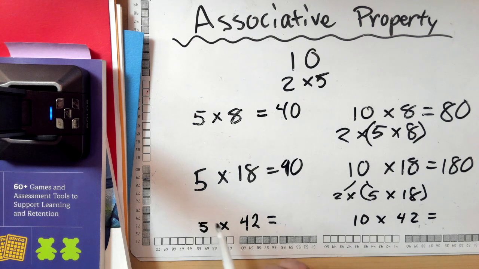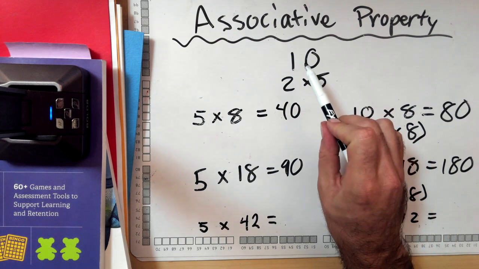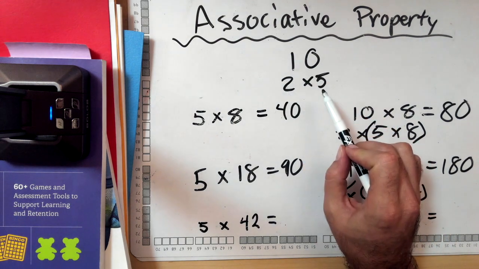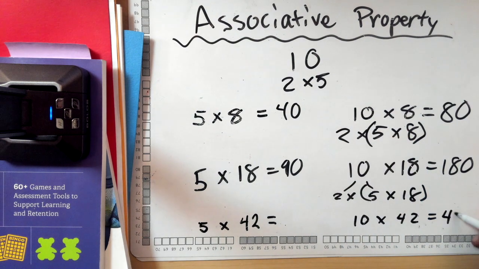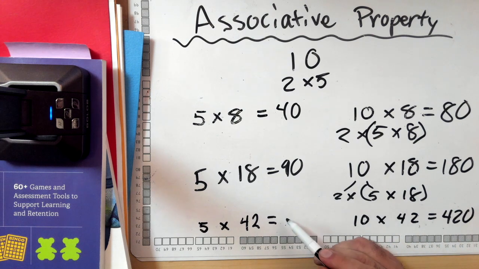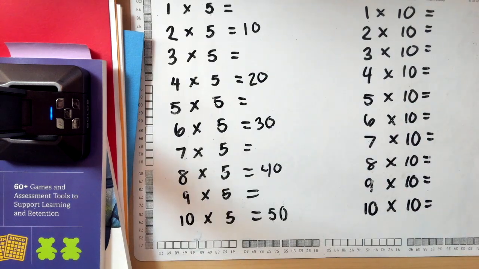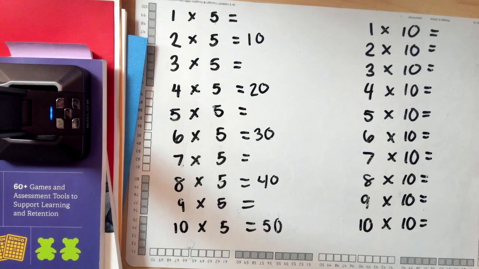But let's get even crazier, 5 times 42. Now there's a bunch of different ways I might solve that, but we could do this relationship where we know that 10 is twice 5, or 5 is half of 10. So 10 times 42, 420. 5 times 42 then would be half of 420, which is 210. But really, even if we just focus on some of these relationships between the two numbers, that can help us a lot too. We start to notice this pattern.